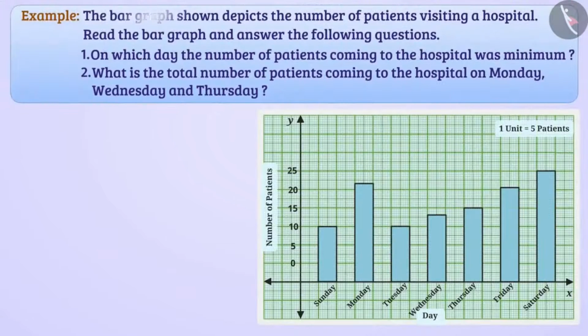The bar graph shown depicts the number of patients visiting a hospital. Read the bar graph and answer the following questions. On which day was the number of patients coming to the hospital minimum?